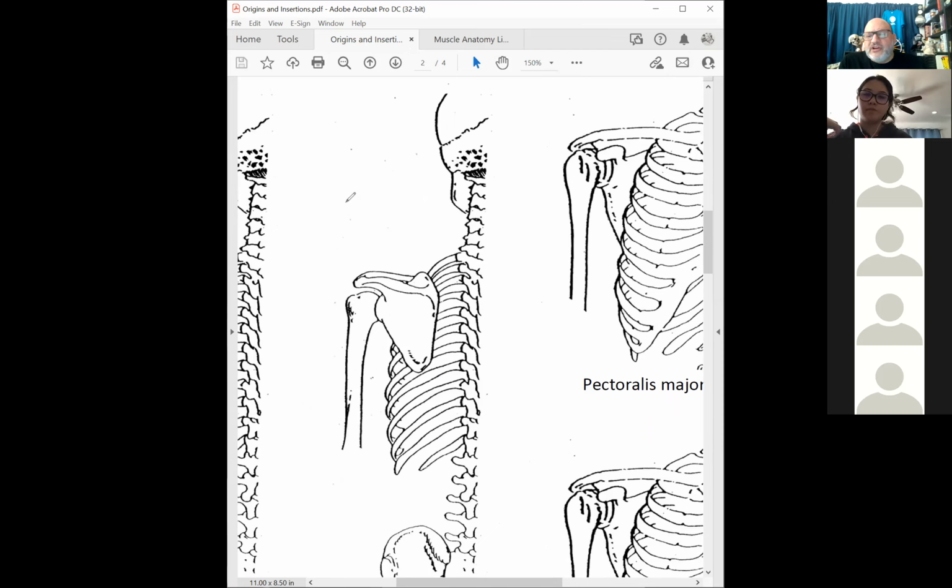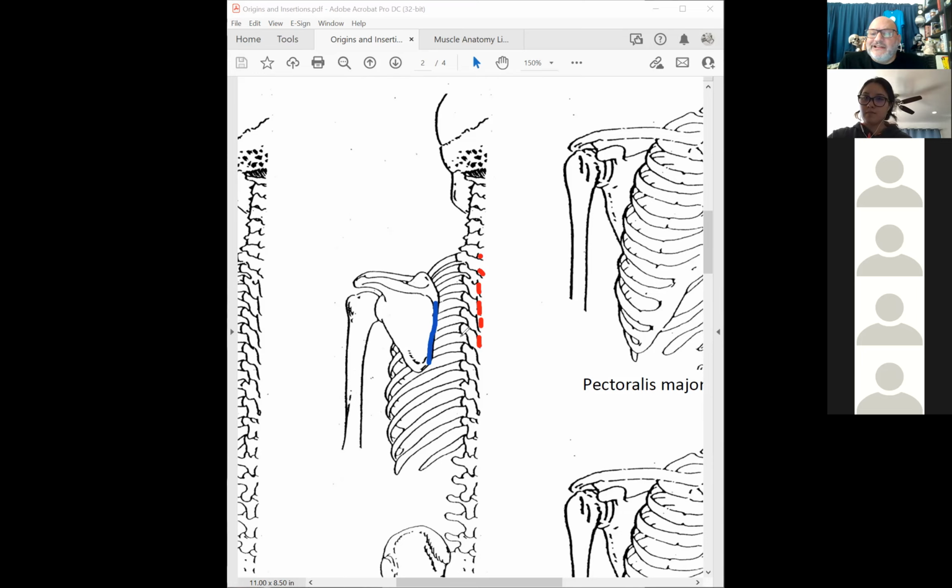What is the origin of the rhomboids muscle group? The spinous process of C7, T1, T2, T3, T4, and T5. And what is its insertion? The posterior medial border of the scapula. Exactly, the posterior medial border of the scapula.